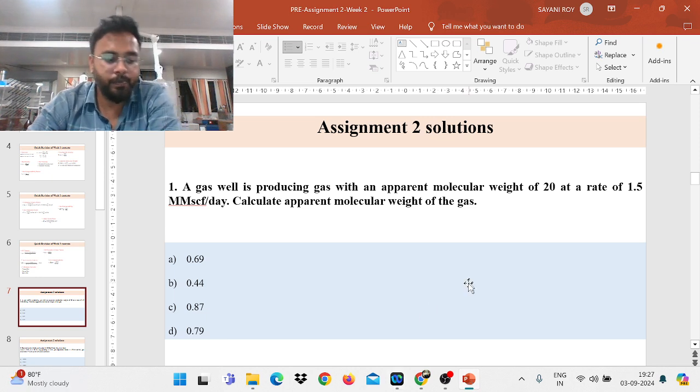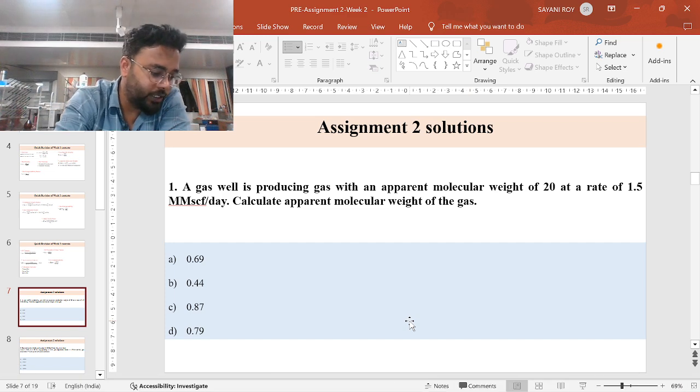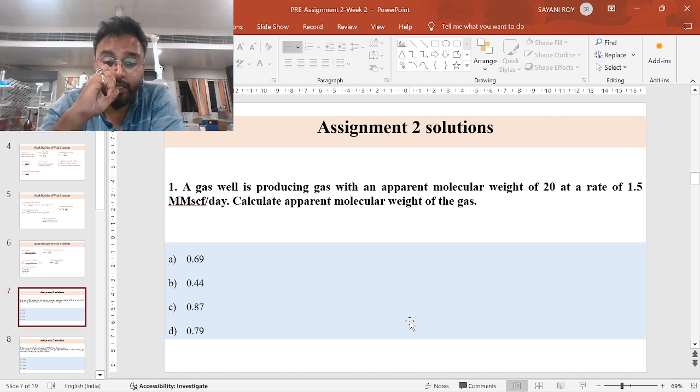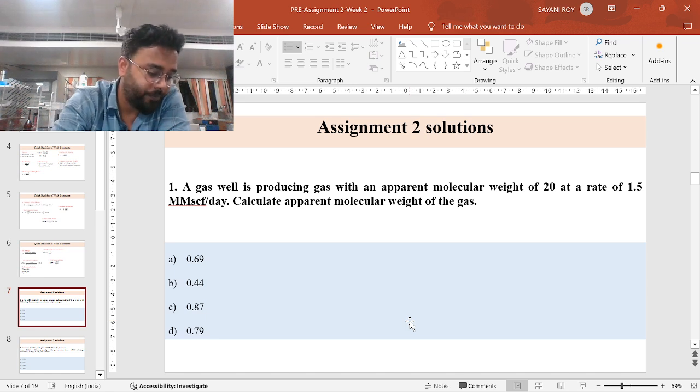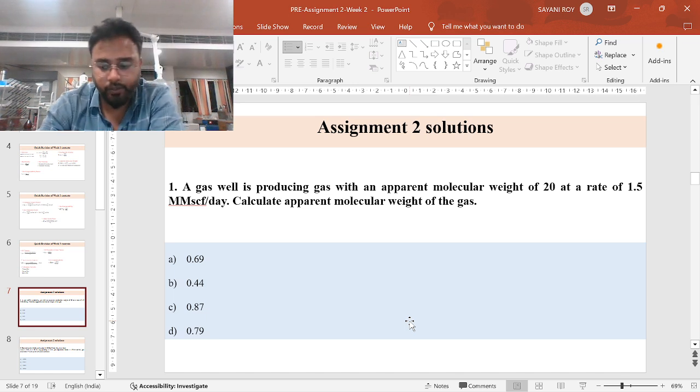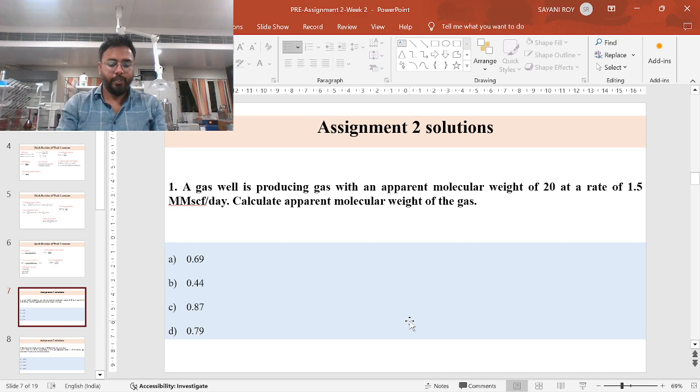Okay, so let me solve this. Anyone, any answer? Has anyone solved this? It's very easy. I have already given you the formula for the specific gravity.